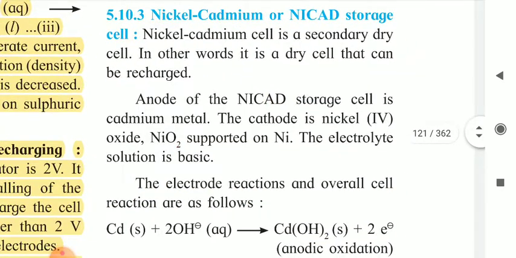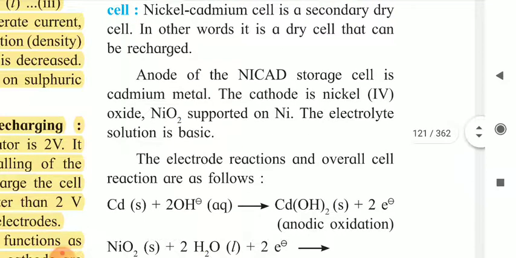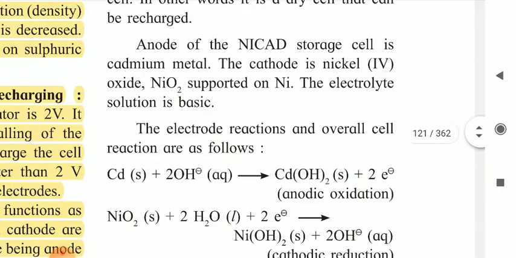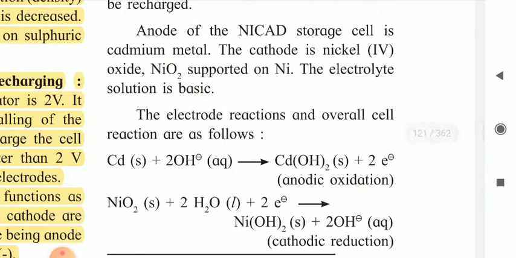Now here, the anode of this Nicad storage cell is cadmium metal, and the cathode is nickel oxide, that is NiO2. These are the two important things that you have to keep in mind while constructing the Nicad storage cell. The electrolyte solution is basic.